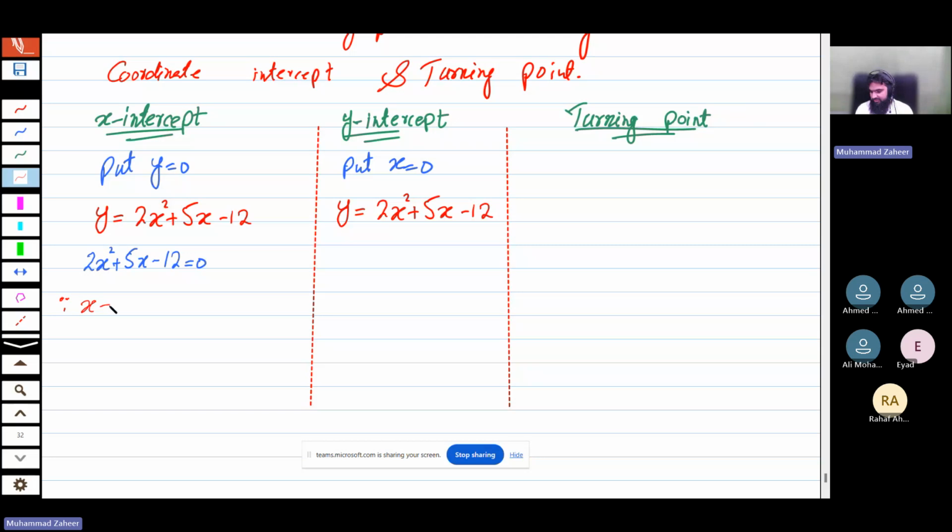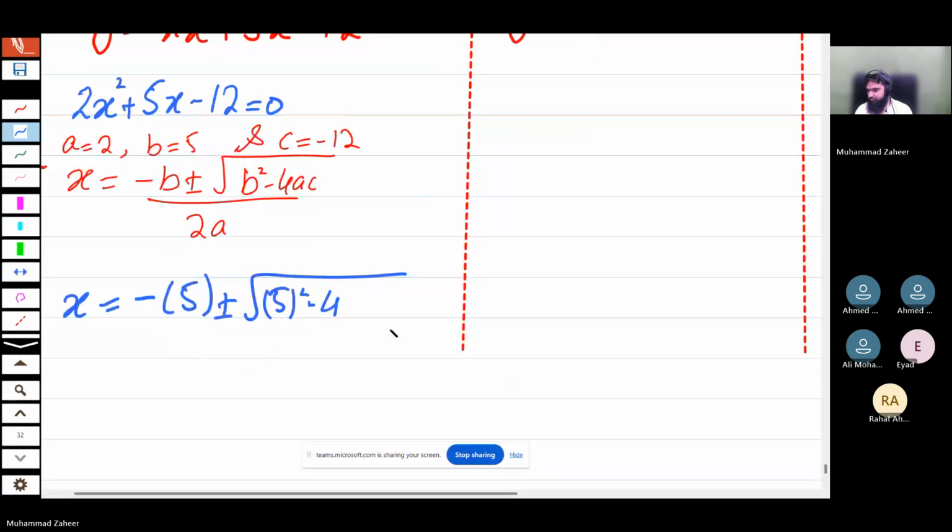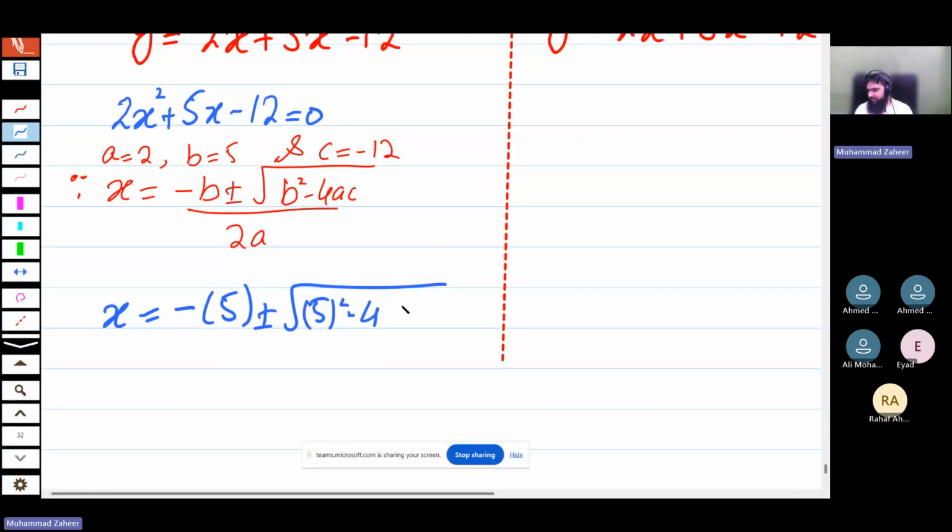The quadratic formula that we have is x is equal to minus b plus minus square root of b squared minus 4ac, divided by 2a, where a is equal to 2, b is equal to 5, and c is equal to minus 12. So we are going to get x is equal to minus 5 plus minus square root of 5 squared minus 4 times 2 times minus 12, divided by 2a.